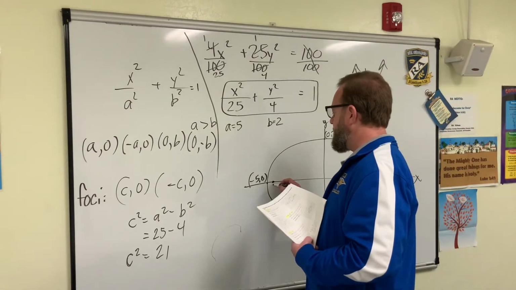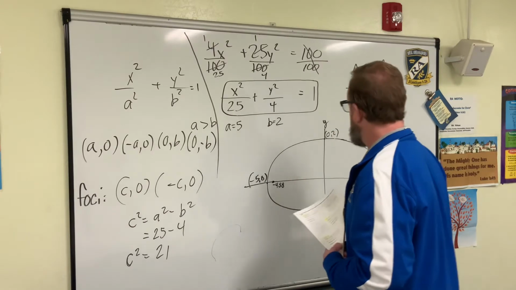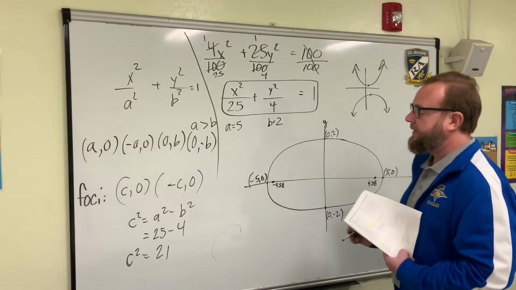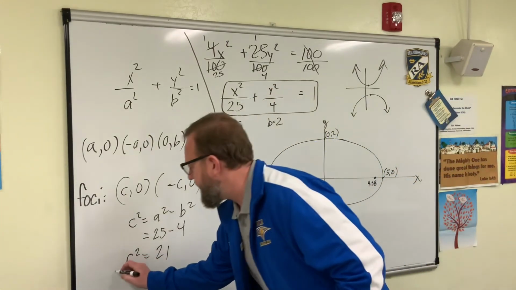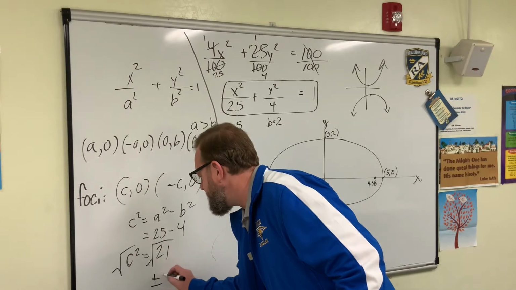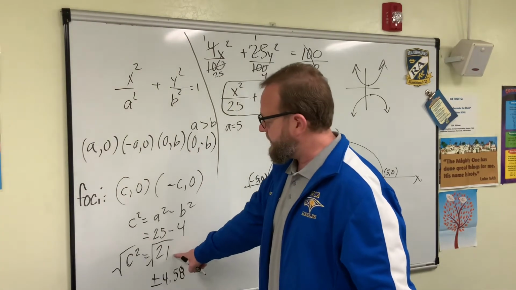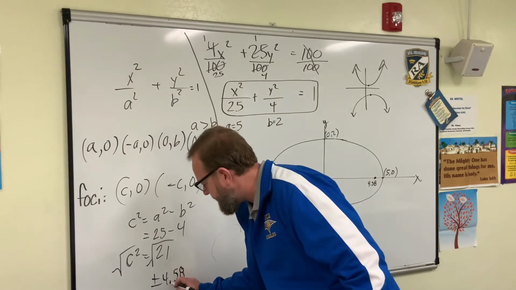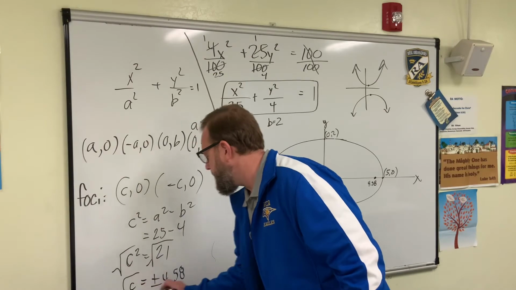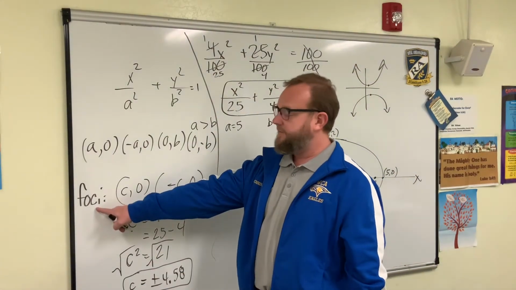And this becomes negative 4.58. I got that from here. It says square root of both sides gives me plus or minus 4.58. So square root of 21, that's a decimal. So the foci is plus or minus 4.58. That's how you're writing them, right?